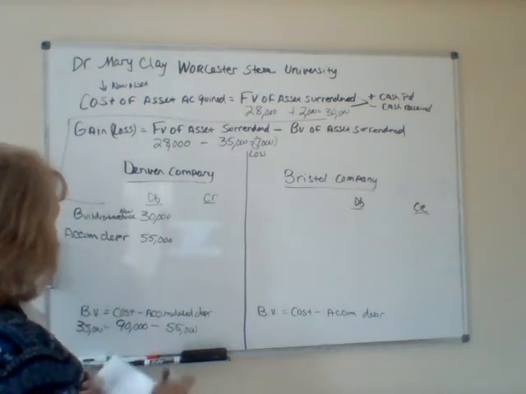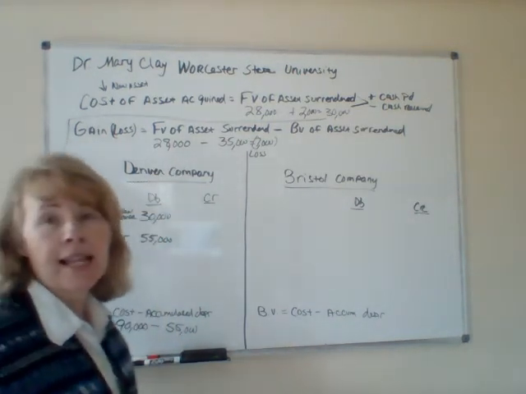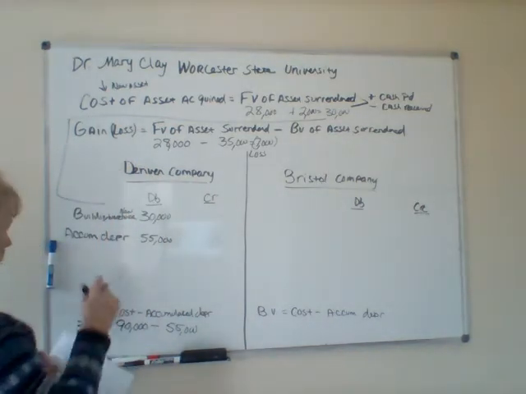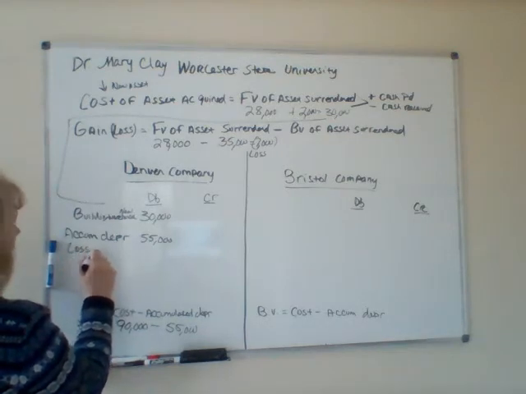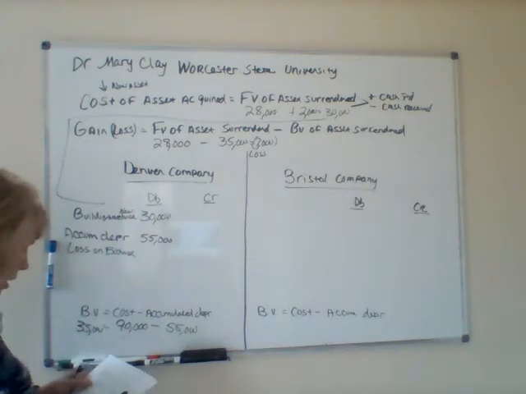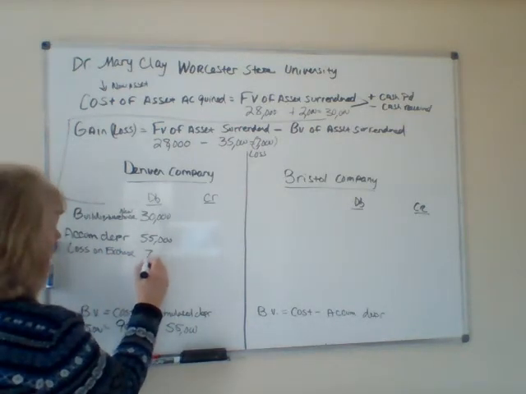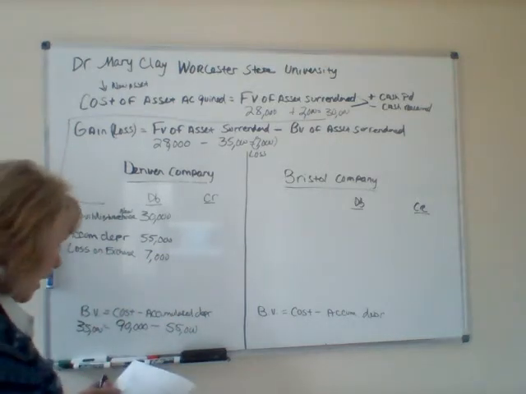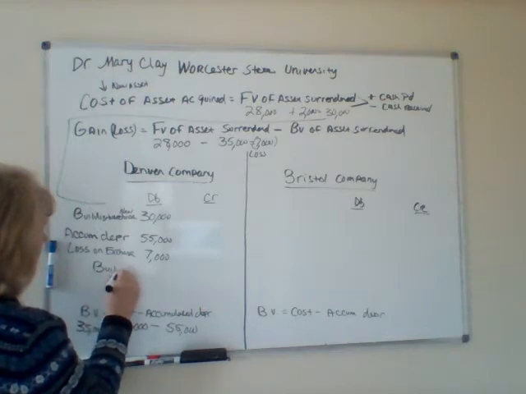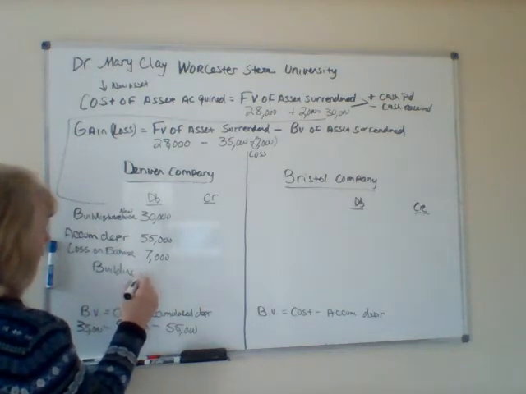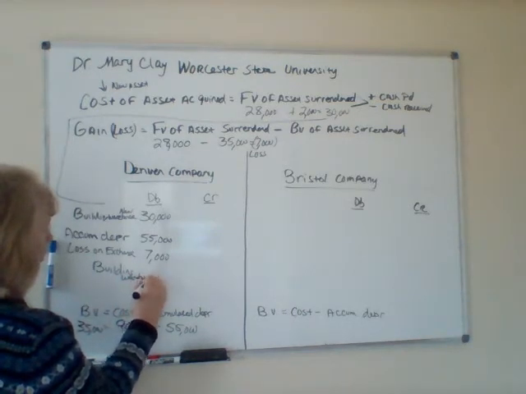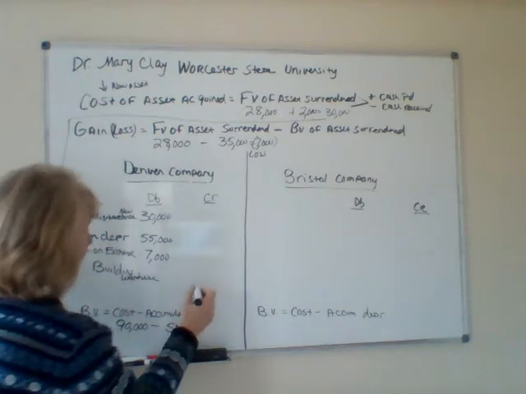Okay, next, a loss has the same effect as an expense. A loss will be a debit. So I'm going to do loss on exchange. And that is $7,000. Okay, next I'm going to do the old building, what's on the books right now, or the warehouse. And that is $90,000.